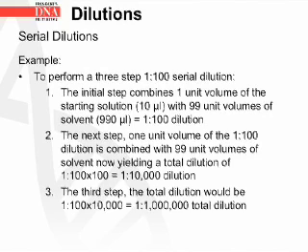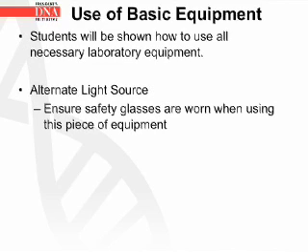Here is an example of how to perform serial dilutions. To perform a 3-step 1:100 serial dilution, first, the initial step combines 1 unit volume of the starting solution, for example 10 microliters, with 99 unit volumes of solvent, 990 microliters, and that is equal to a 1:100 dilution. In the next step, 1 unit volume of the 1:100 dilution is combined with 99 unit volumes of the solvent, now yielding a total dilution of 1:100 by 100, which is equal to a 1 to 10,000 dilution. The third step, the total dilution, would be 1:100 by 10,000, which is equal to a 1 to 1 million total dilution.